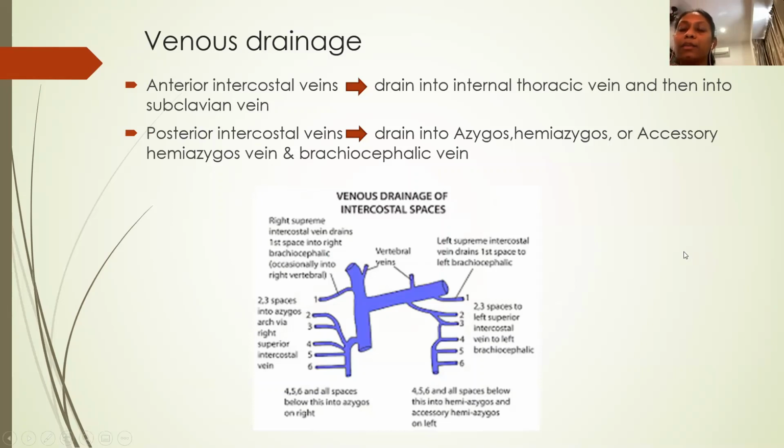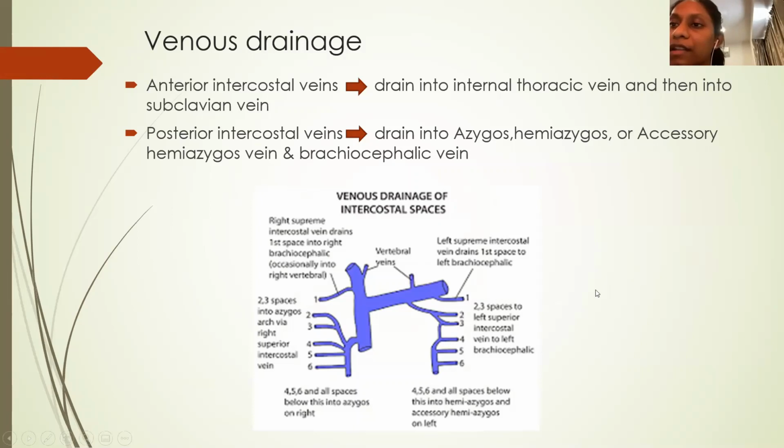Okay, so venous drainage also follows the arteries. The anterior intercostal vein drains into the internal thoracic vein and then into the subclavian vein. And the posterior intercostal vein drains into the azygos, hemiazygos, accessory hemiazygos, and also the brachiocephalic.